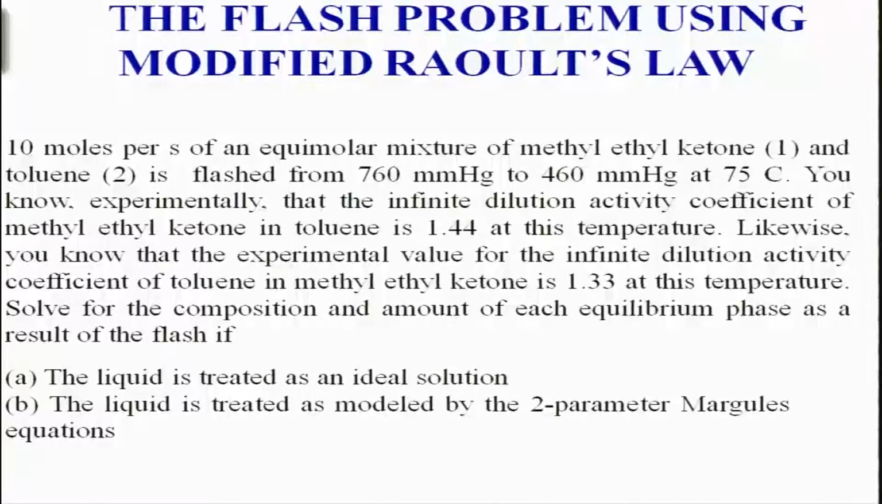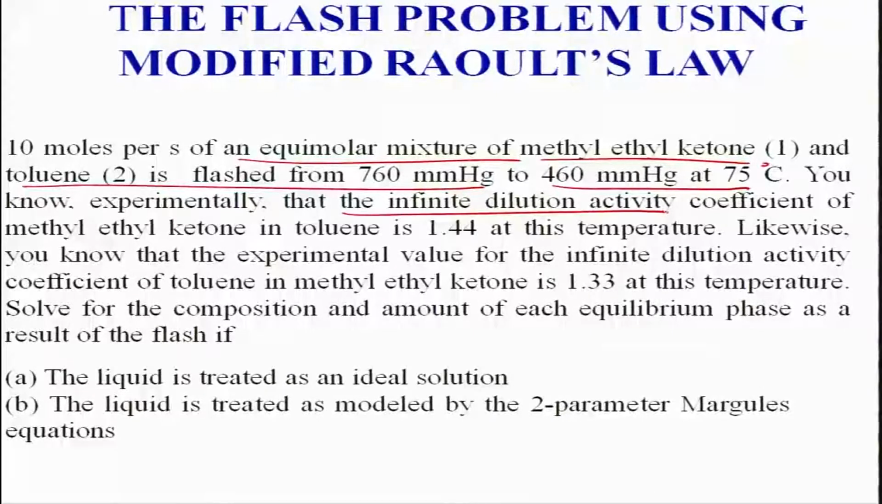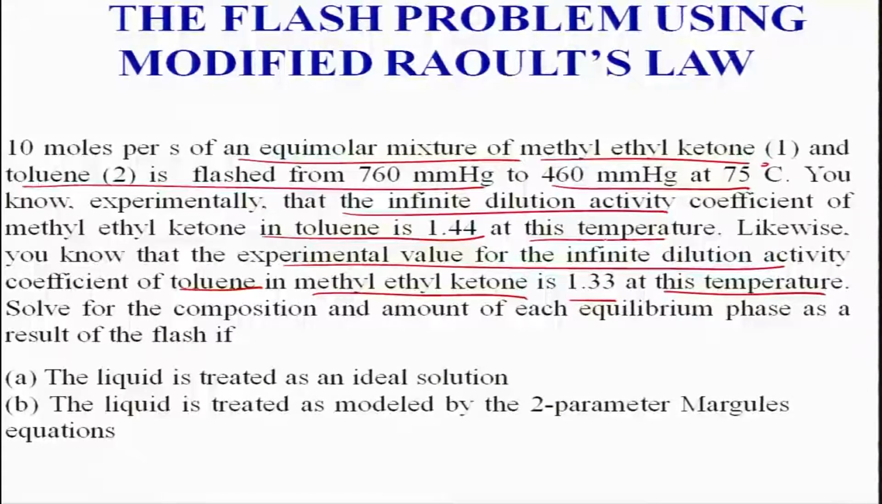Here, 10 moles per second of an equimolar mixture of methyl ethyl ketone and toluene is flashed from 760 mmHg to 460 mmHg at 75 degrees Celsius. You know experimentally that the infinite dilution activity coefficient of methyl ethyl ketone in toluene is 1.44 at this temperature. Likewise, the experimental value for the infinite dilution activity coefficient of toluene in methyl ethyl ketone is 1.33 at this temperature. So, this is the information given.